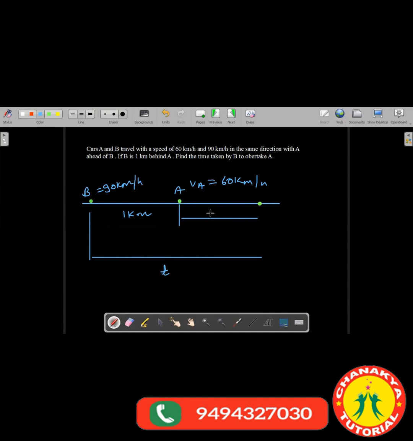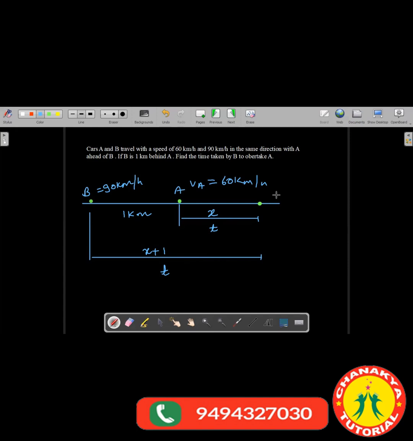this time, A travels a certain distance X. So what will be the distance traveled by B? If A has traveled a distance of X kilometer, what will be the distance traveled by B? Okay, X plus 1. Very good. Distance traveled by B will be X plus 1, and the time taken by both of them will remain the same, since time is universal. A also travels for the time t, B also travels for the time t.